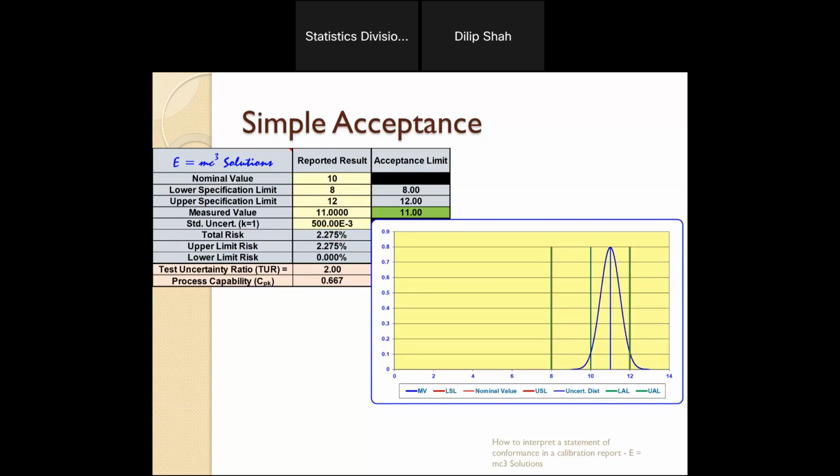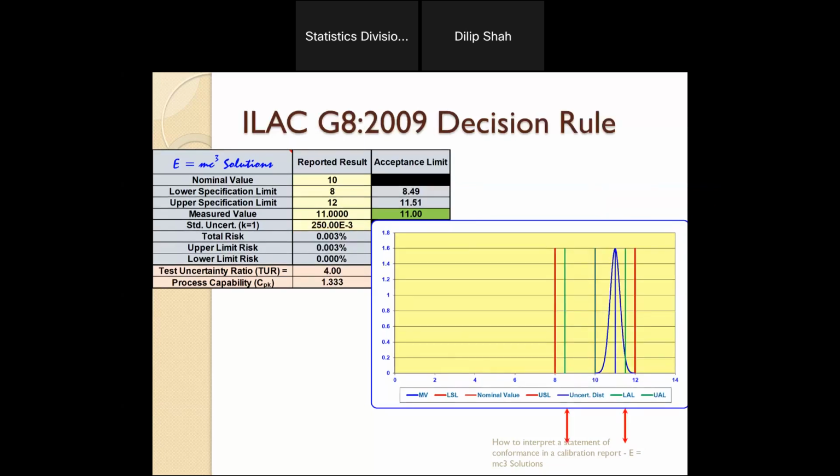Now, I made the same measurement, but my measurement uncertainty is increased. So at that measured value 11, with my measurement uncertainty, now I have a risk I'm taking, a probability of false accept of 2.275%. So those are the kind of things that we have to deal with in here.